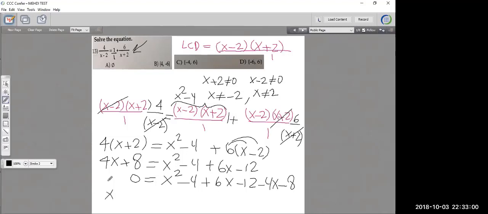So I get x squared, and then if I combine all the x terms here, I get 6 minus 4, that gives me plus 2x. And then here I have to add all these constants together. It looks like all have negative signs. Negative 12, negative 8, that would be negative 20, and negative 4 would be negative 24, equal to 0.